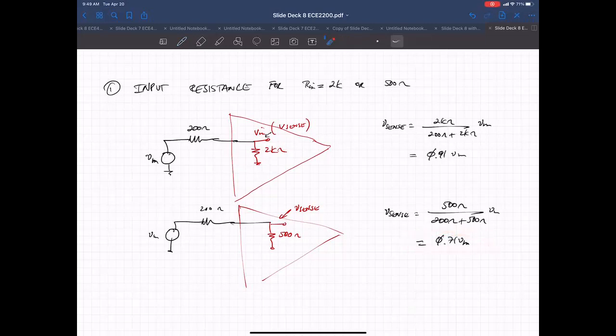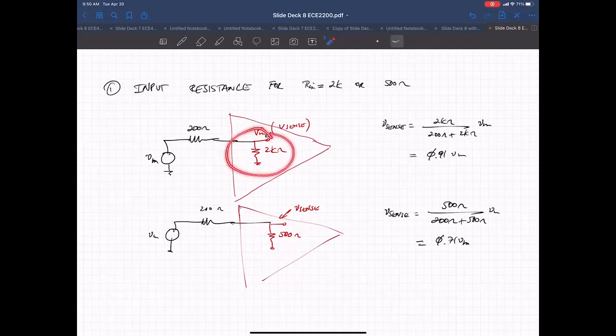And again, that's power consumption. You've got to make up for that gain, and when you make up for that gain, you have to increase your power consumption. You've got to pay for that somehow. So it's not a good thing. And you can see generally it's much better to have a high input impedance, high input resistance in your amplifier, so a 2K ohm is better than a 500 ohm.